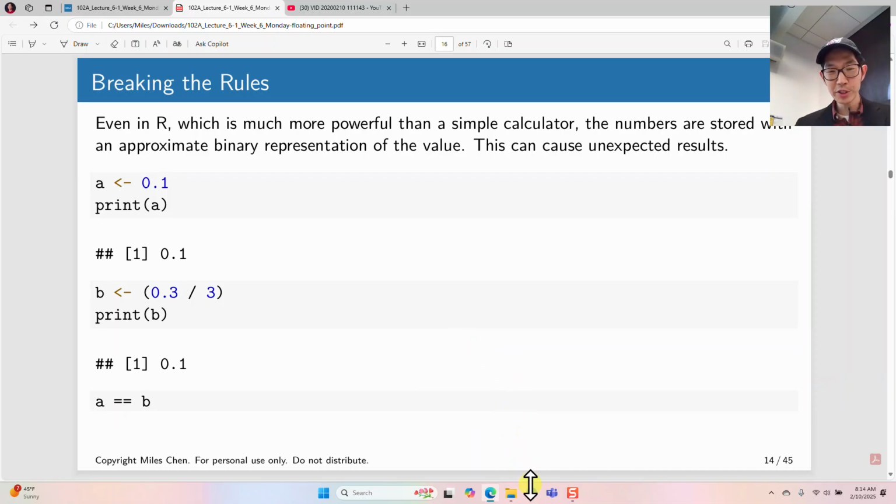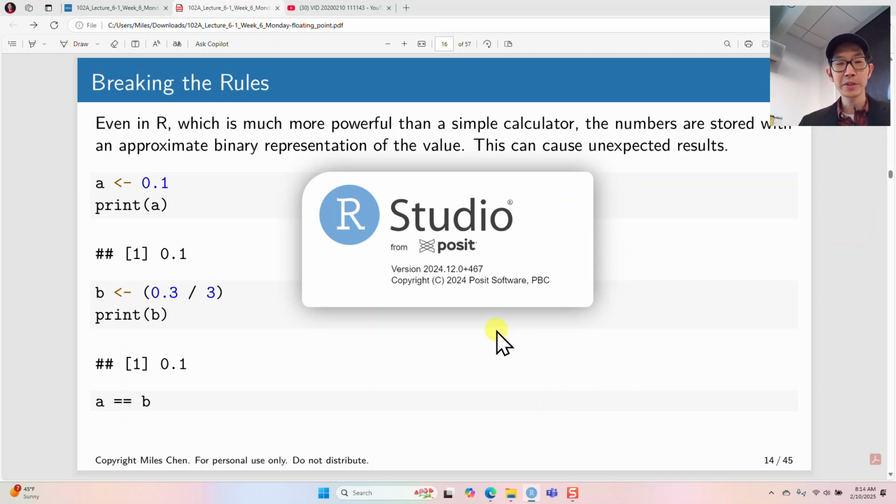Let me demonstrate this as well. Let me open up R here.